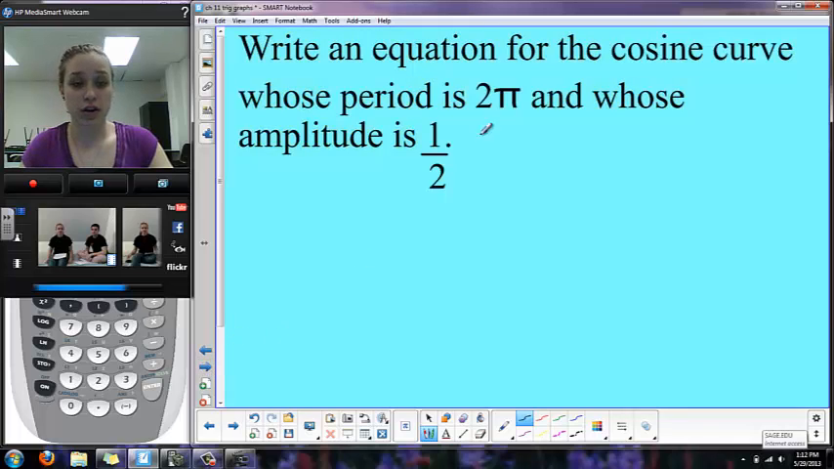Write an equation for the cosine curve, whose period is 2 pi and whose amplitude is 1/2. Now you can set this up and write it out as 2 pi over B is equal to 2 pi, or you can think about it and it says that the period is 2 pi. Well, the period is the amount of space that I need to see one full curve. So this is telling me that I need 2 pi radians to see one full curve. So the frequency, how many curves am I going to see between 0 and 2 pi? Our frequency is just 1, because I'm only going to see one curve right there.